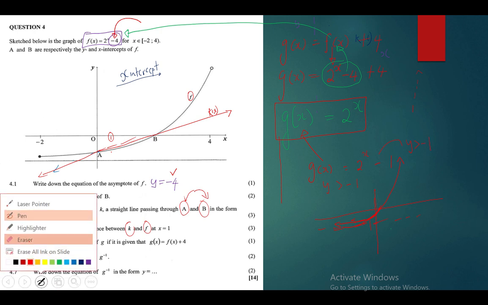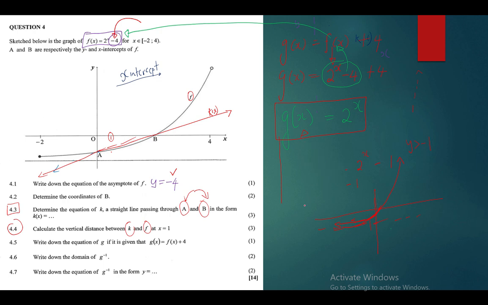So back to the g of x which equals 2 to the exponent x. What is the domain of this function? I said the domain x is an element of all real numbers, but what is its range? Y is greater than 0. That is for g. So now what will be the domain of the inverse of g?